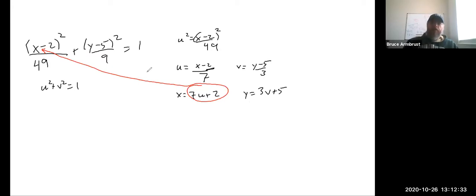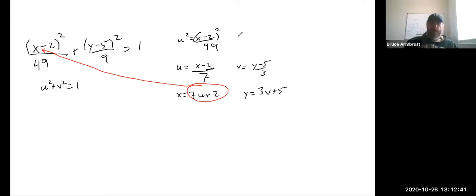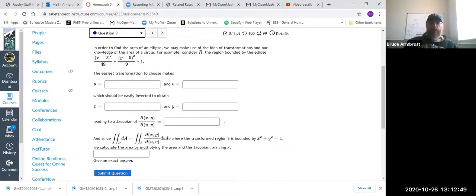All right, so far so good? Yeah, we're doing all right. So let me go back to the question just so that we can keep track of what we're doing here. They're really just trying to walk us through the process. So we just chose a good change of variables. So we got our u and v equals, we got our x and y equals, but now we want to find the Jacobian.